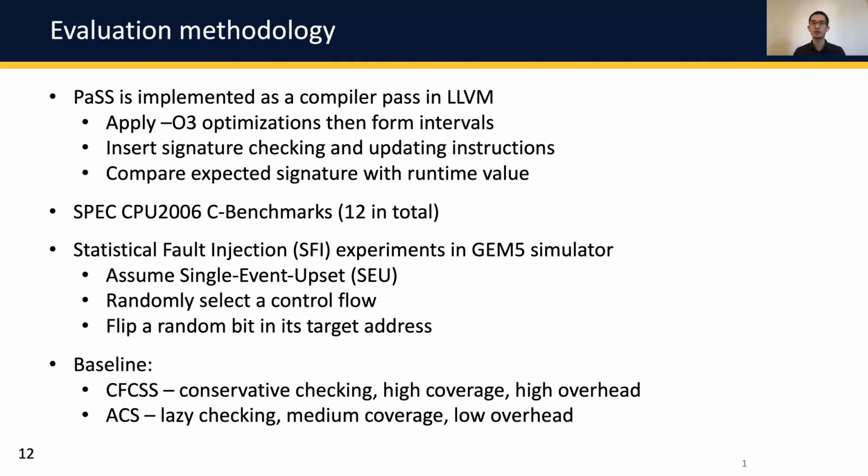In addition, we also implement two previously proposed techniques as our baseline. As we mentioned earlier, CFCSS is a conservative checking method that has both high coverage and high overhead, whereas ACS is a more recent work that tries to minimize the overhead by losing some coverage.